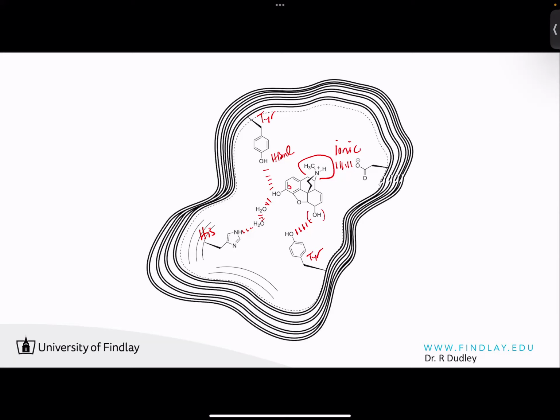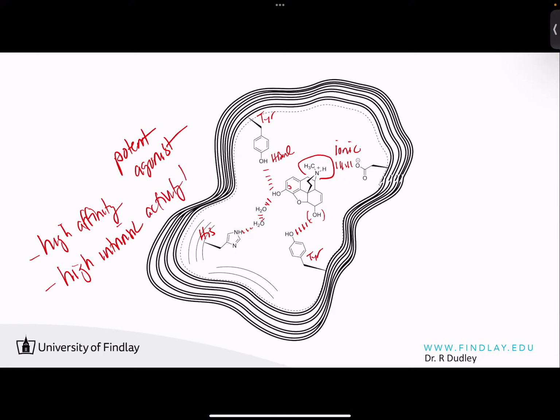Okay, so when you look at the sum of these interactions, what you end up with then is a potent agonist. It has high affinity, but it also has high intrinsic activity. Okay, so morphine binds well and it activates well.